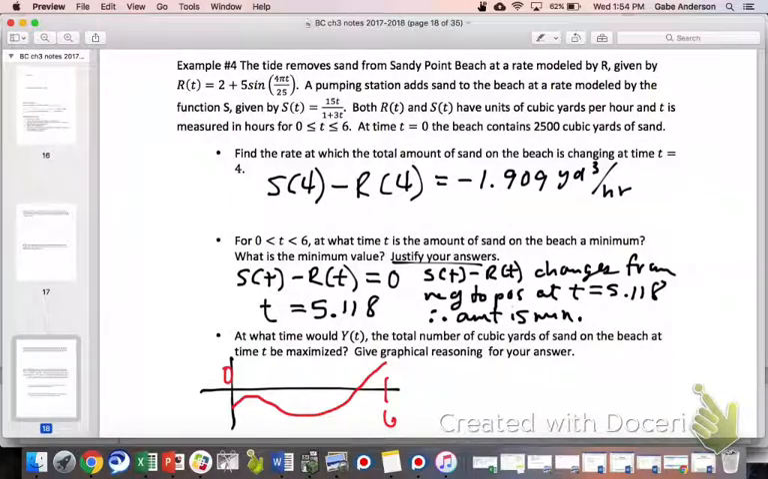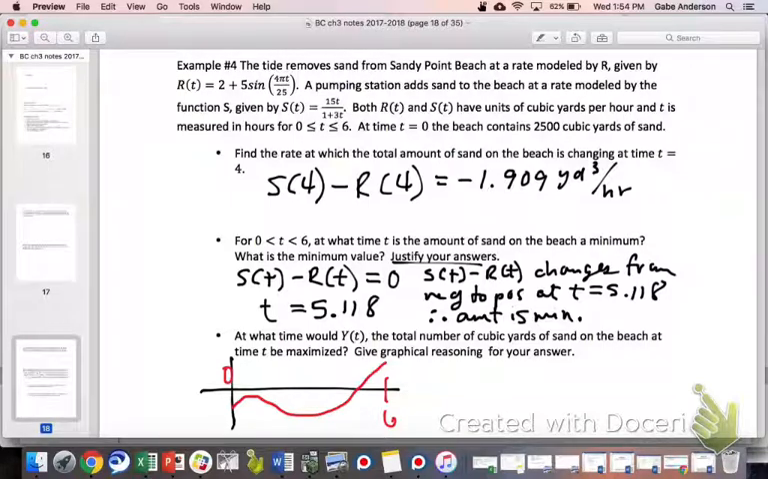So the only critical number would yield a minimum, wouldn't it? So our critical number right there, that's not going to yield the maximum because that's where S of t minus R of t goes from negative to positive. So that can't be the max. So what are the only other candidates? They've got to be the endpoints. All right, so then you think about the endpoints. Which one is it? Is it going to be 0 or 6?